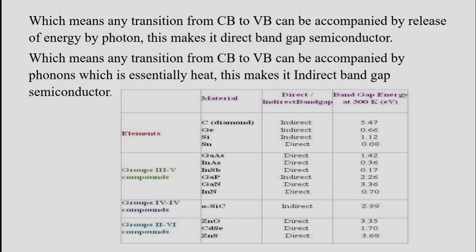Here is a table taken from the periodic table, where we have considered both direct and indirect band gap semiconducting materials, that is diamond, germanium, gallium arsenide, zinc oxide, and cadmium selenide, and the band gap energy is also noted. You can study this diagram. Thank you very much.